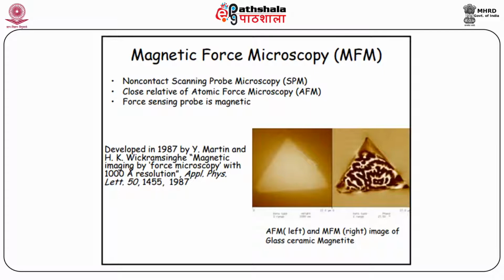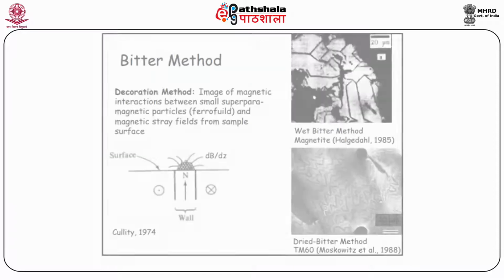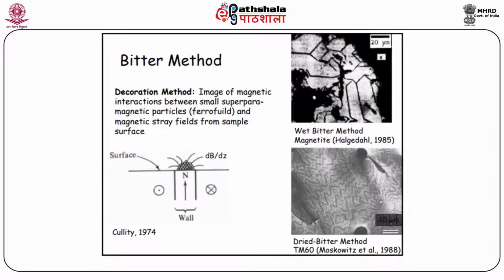And here in this slide, AFM is on the left and MFM, which is magnetic force microscopy, is on the right. These are the images of glass ceramics, which has been indicated here. It talks about a method which is known as the Bitter method, or decoration method, an image of magnetite or magnetic interaction between small superparamagnetic particles. It is known as ferrofluid, and magnetic stray fields from sample surfaces are analyzed.